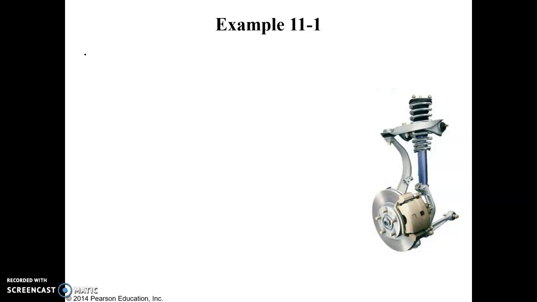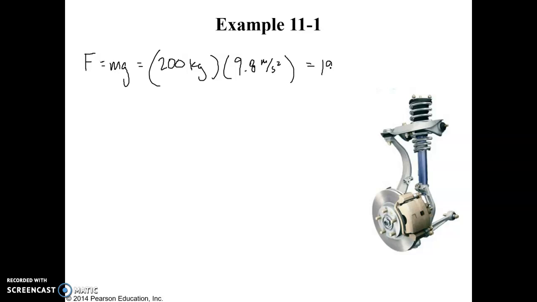So we want to convert that mass of the family into a force. Force is equal to mg, and the mass of the family was 200 kilograms. If we multiply that by the acceleration due to gravity, which is 9.8 meters per second squared, then 200 times 9.8 gives us 1960 newtons.